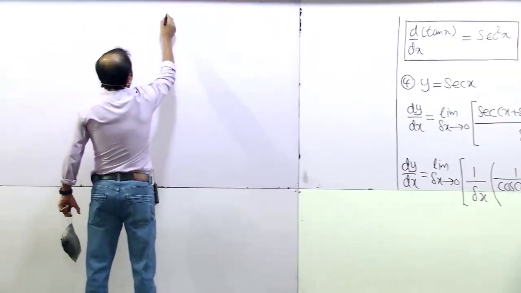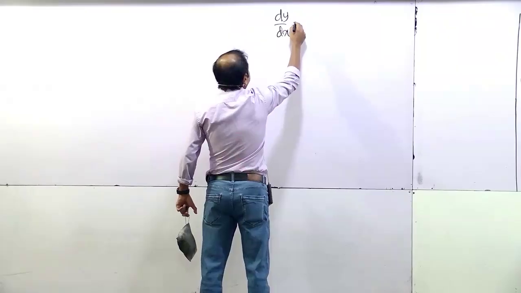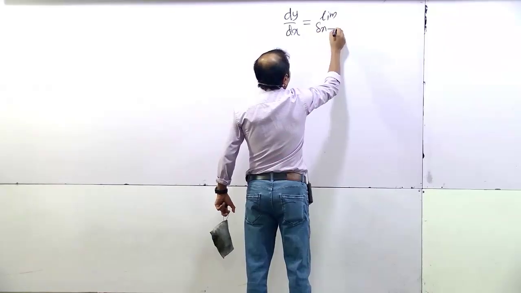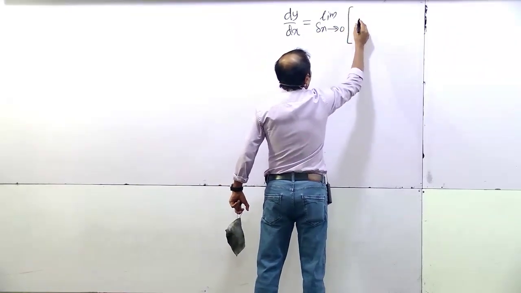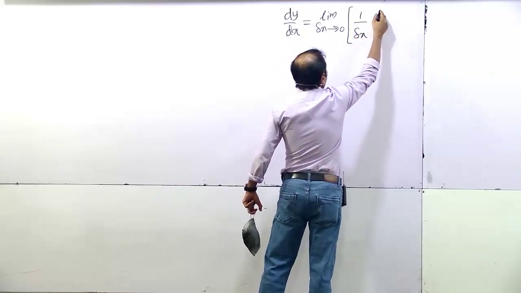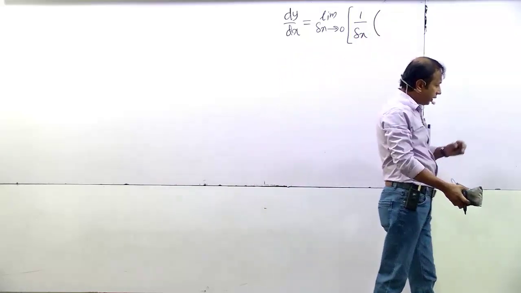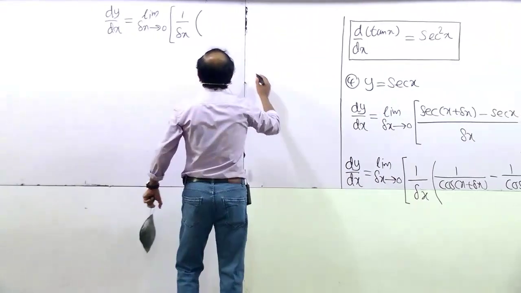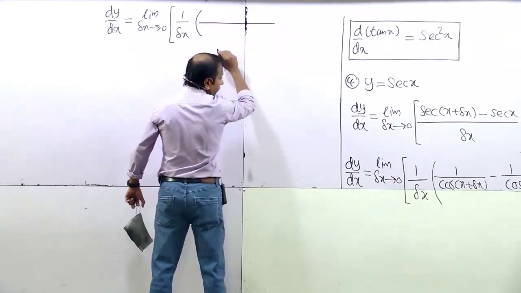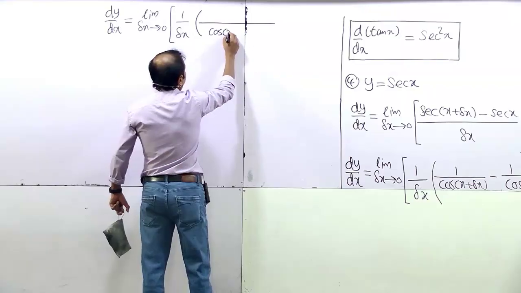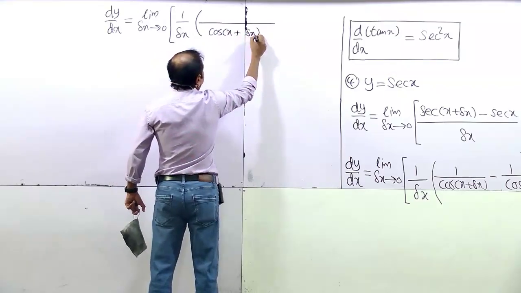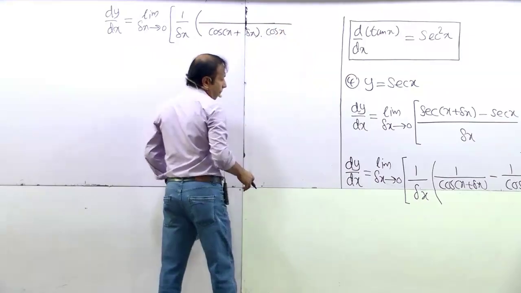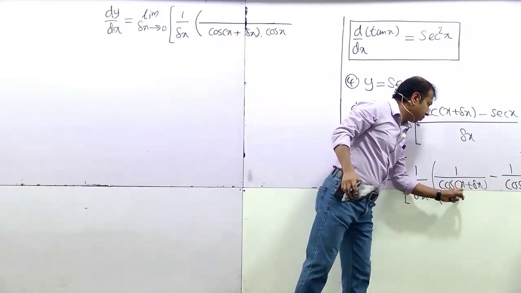Then we can write dy over dx equals limit delta x going to 0, 1 upon delta x, open a bracket, this delta x I wrote, take the product of these two as a common denominator, cos(x plus delta x) into cos x.